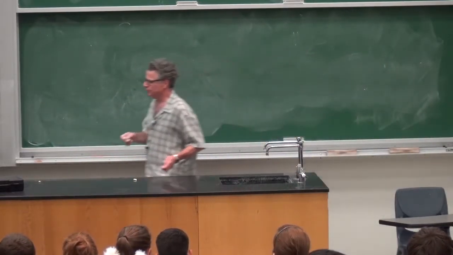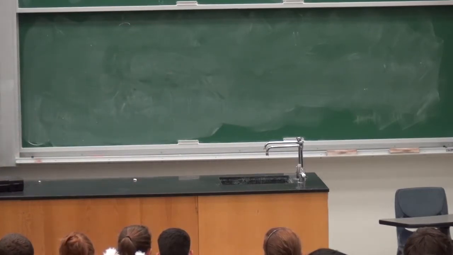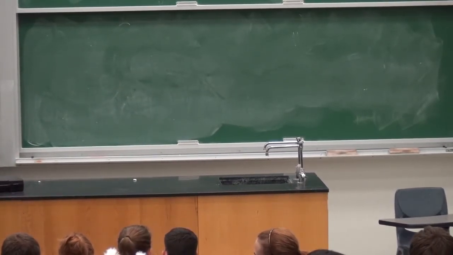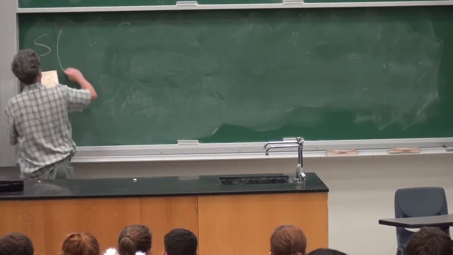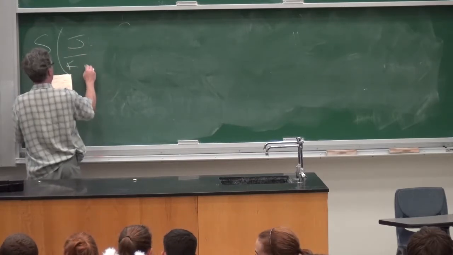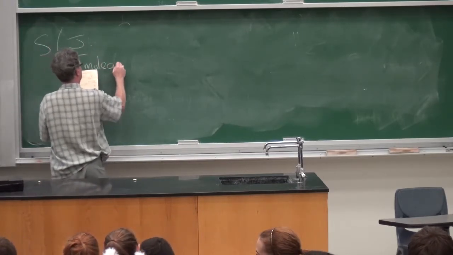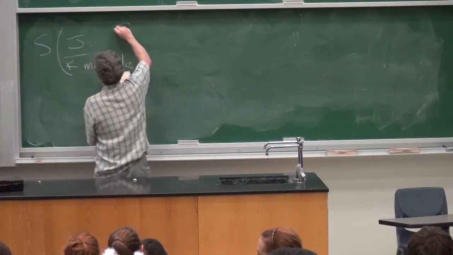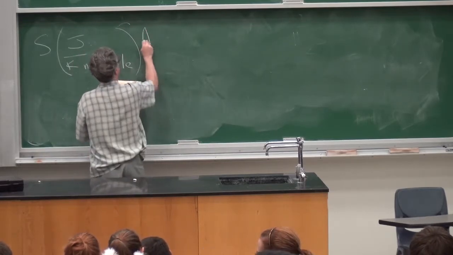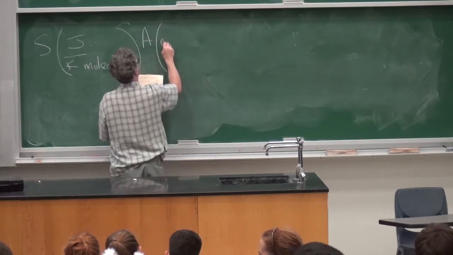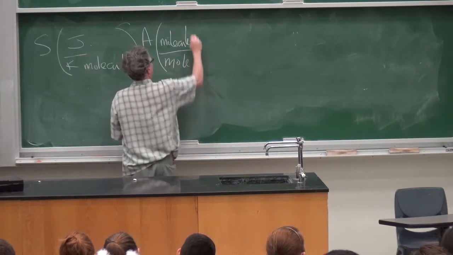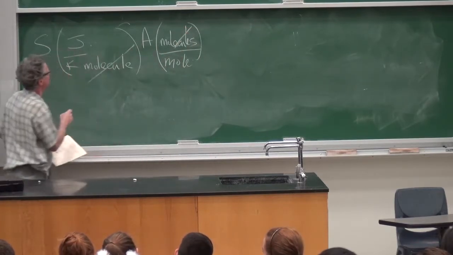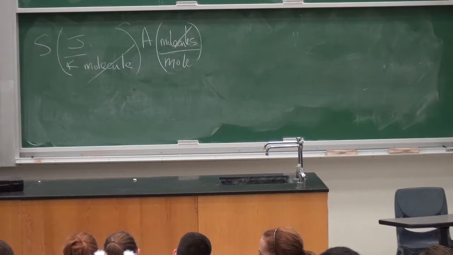Let's put it on a per mole basis. So let's take our S, which is joules per Kelvin per molecule, per single molecule, and let's multiply that times Avogadro's number, which is molecules per mole. So boom. We just went from joules per Kelvin per molecule to joules per Kelvin per mole.